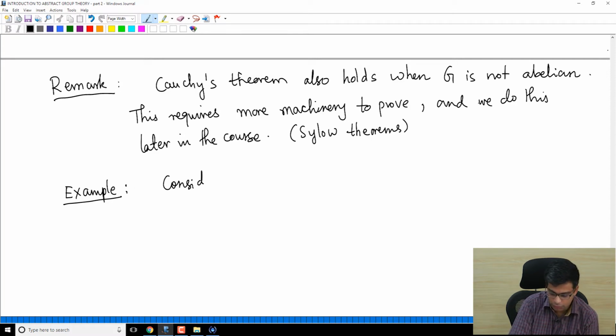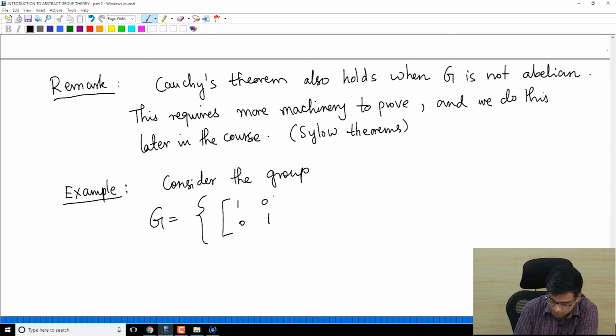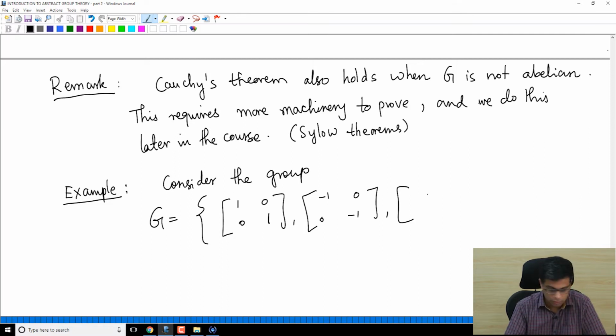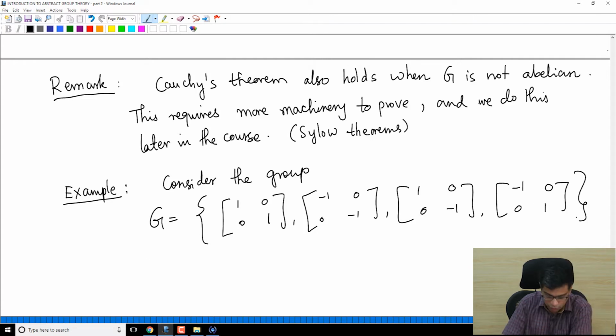Consider the group. So I am going to consider a few 2 by 2 matrices. So 1 0 0 1, minus 1 0 0 minus 1, 1 0 0 minus 1, minus 1 0 0 1. So G is a group of order 4.